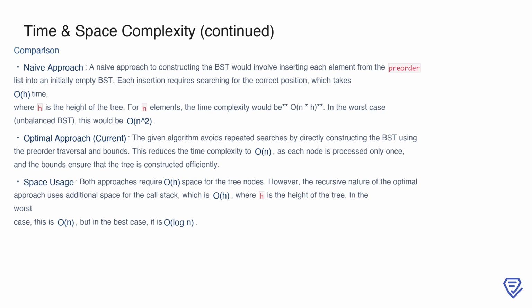The optimal approach, however, avoids these repeated searches by directly constructing the BST using preorder traversal and bounds. This ensures each node is processed only once, reducing the time complexity to O(n). For space usage, both approaches require O(n) space for the tree nodes. However, the recursive nature of the optimal solution adds additional space for the call stack. In the worst case, this is O(n), while in the best case, it's O(log n).